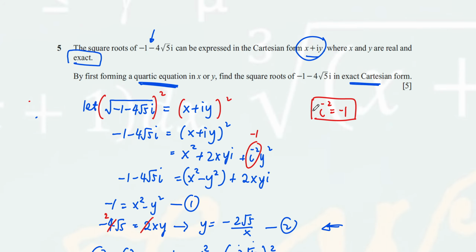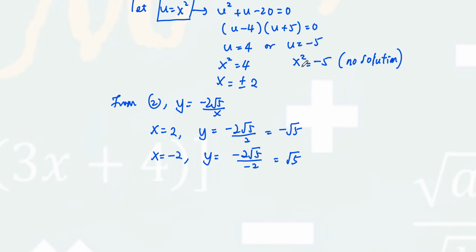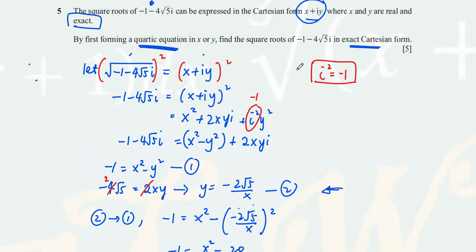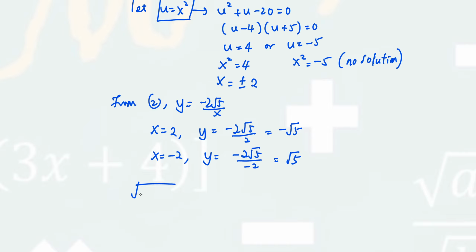And don't forget, my square root is x plus iy. Therefore, the square root of -1 minus 4 root 5i is going to be x plus yi. So it will be 2 minus square root 5i, and the next one is -2 plus square root 5i.